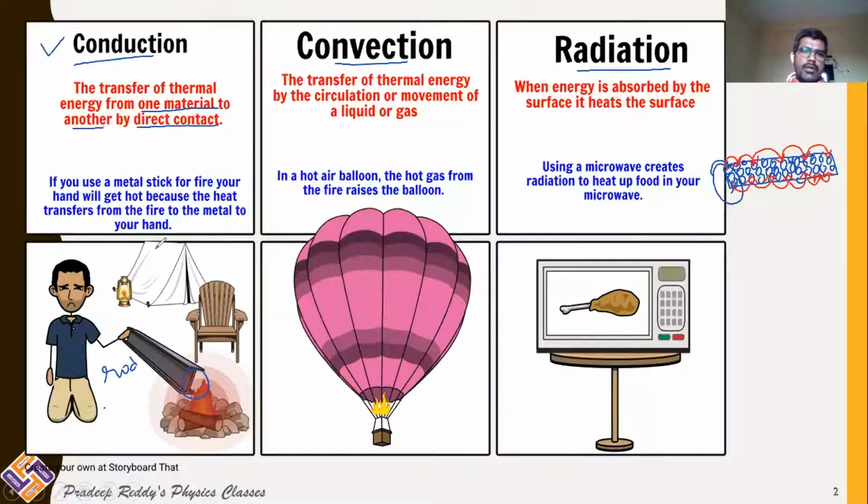So here we use a metal stick for fire. Your hand will get hot because the heat transfers from the fire to the metal to your hand. So heat transfer takes place into the metal, and in this metal the atoms vibrate vigorously. Because of those atomic vibrations, heat transfer takes place, and slowly heat is being transferred to your hand. So in this case, heat transfer is because of atomic vibrations.